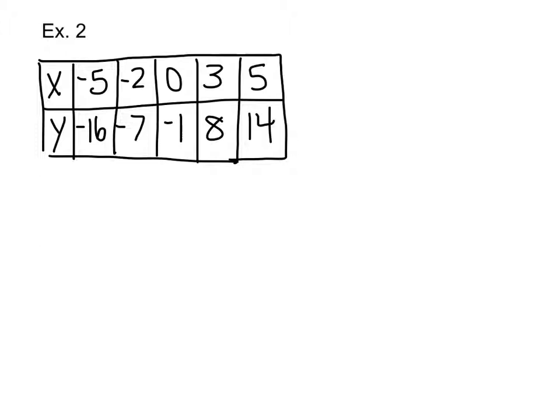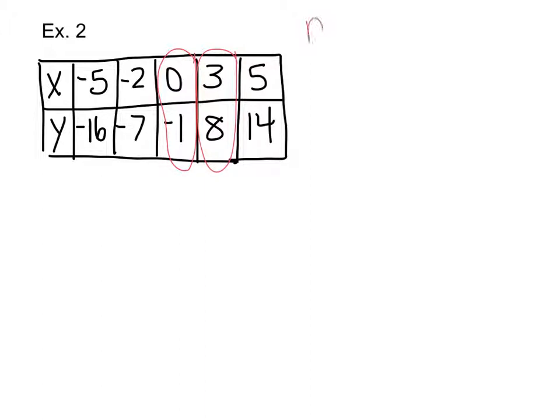Here's your last example. Here's another table of ordered pairs. So I'm going to choose this ordered pair and this ordered pair. You feel free to choose any of the ordered pairs. They'll all get you the same answer, no matter which ones you choose.